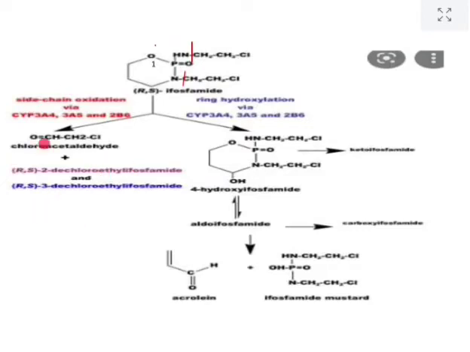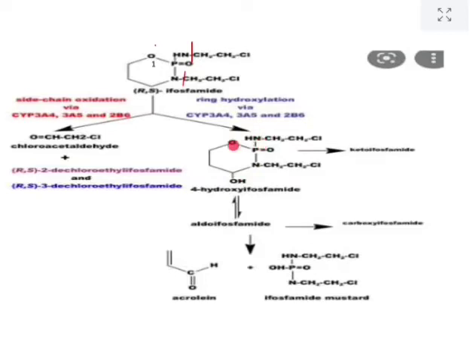And once that process happens, the resultant molecule is indeed inactive, because it lacks these groups, so it cannot have any anti-cancer activity. The alternative route is ring hydroxylation, again through mixed function oxidases or cytochrome P450 enzymes, and you have positions 1, 2, 3, 4, so you get 4-hydroxy ifosfamide.